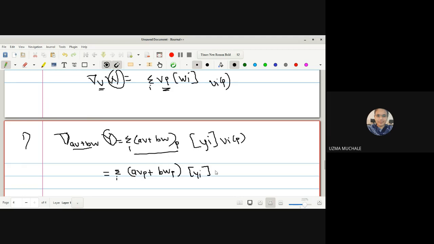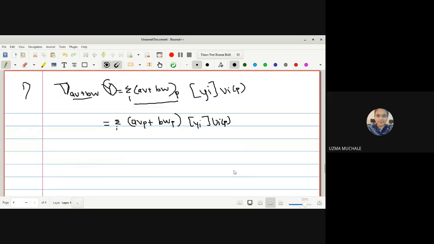YI UI at a point P, and then we can have this as summation over I AVP YI plus summation over I BWP YI, and summation is common for both, no? So okay, let me write down here UI at a point P, and here also UI at a point P.